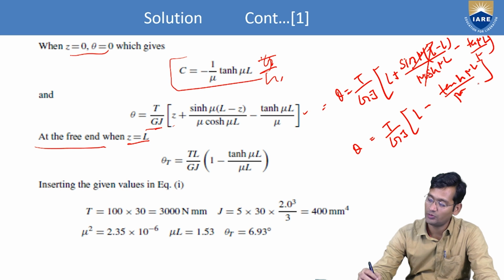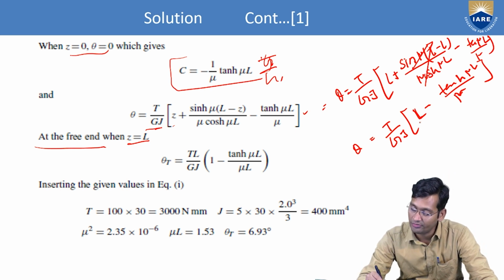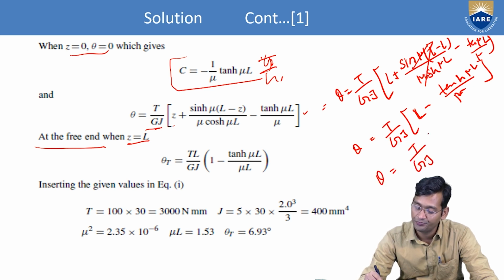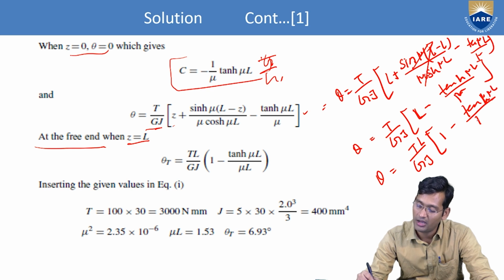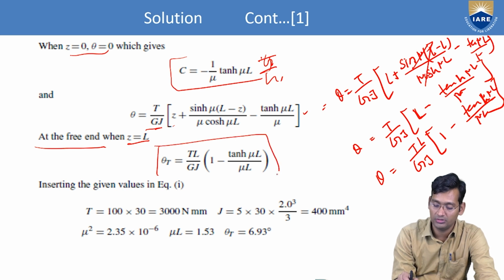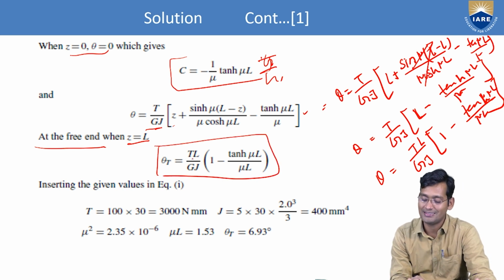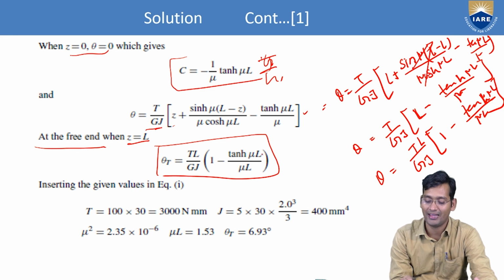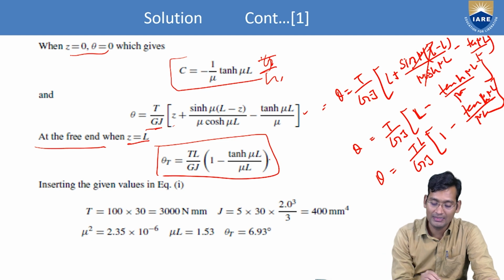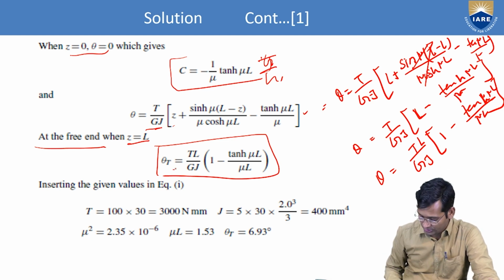Either you can write this one or take this L common. So from here this L becomes 1, and here that L is not there, so this will be divided. So theta equals T L by GJ, taking L common, into 1 minus tanh mu L by mu L. Right? So now we got theta. Inserting the given values in equation 1, now just substitute.